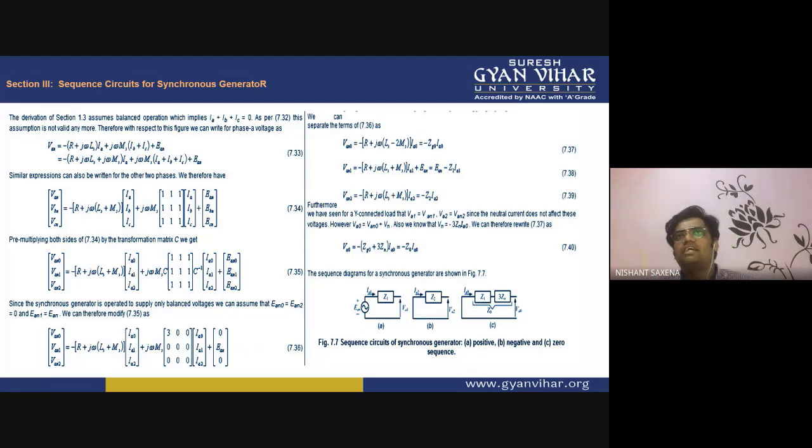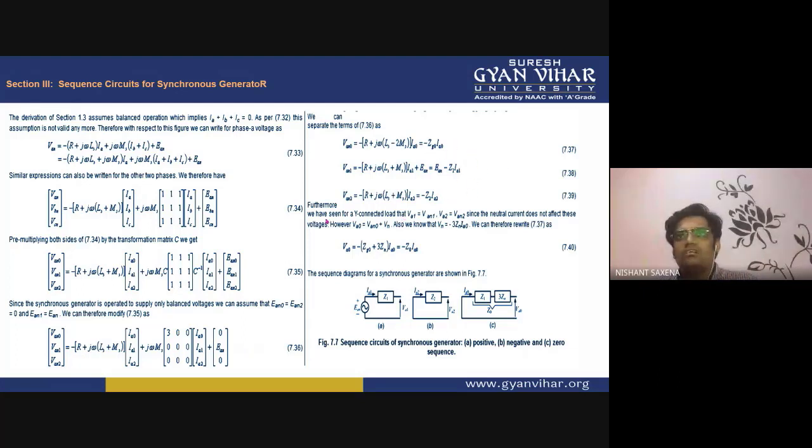So we can separate the terms in 7.36 into VAN0, VAN1 and VAN2. We find that VAN0 is equal to minus ZG0 into IA0, where ZG0 is the zero sequence impedance. VAN1 will be equal to EAN minus Z1 into IA1, and VAN2 equal to minus Z2 into IA2. From equations 7.37, 38 and 39, we can clearly see that only the positive sequence has the EAN component in it, and the other two have zero.